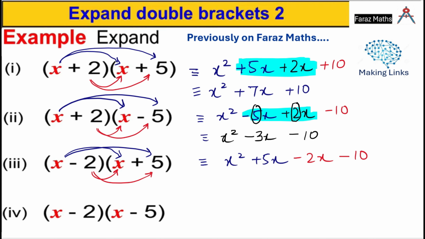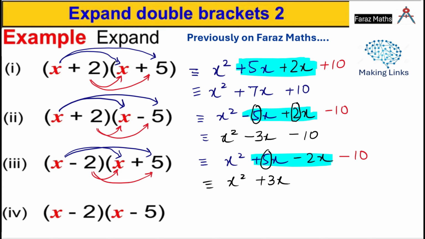So if I highlight the like terms, plus 5x and minus 2x, they are like to each other. So now we can solve x squared plus 5x minus 2x, that is plus 3x. One number is positive, other is negative. We have to do subtraction.